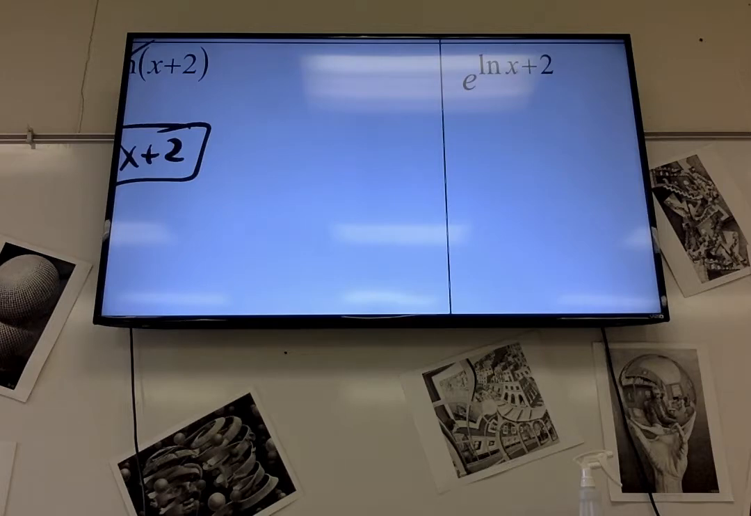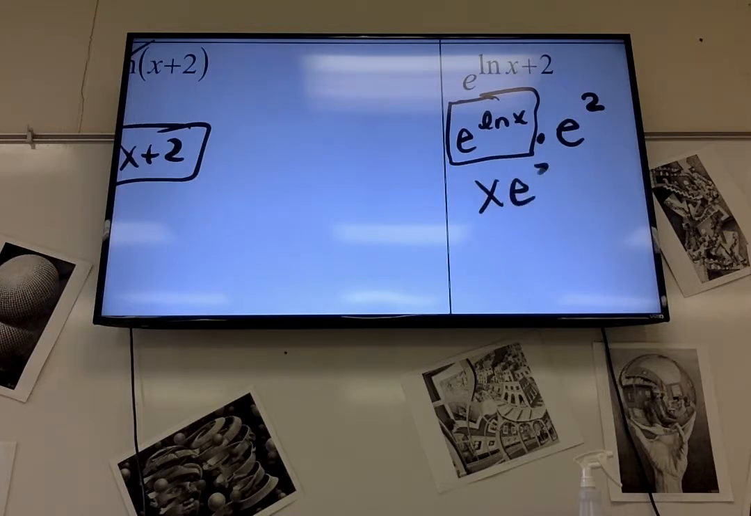So that means that's e to the natural log of x times, because remember, if you're adding the exponents, they had to originally be multiplied together, e squared. So what's this one? Just this part, just the one I've boxed. x. And then over here, there is no x. It's just e squared. There's your answer. x times e squared.